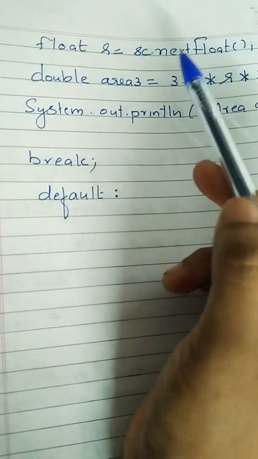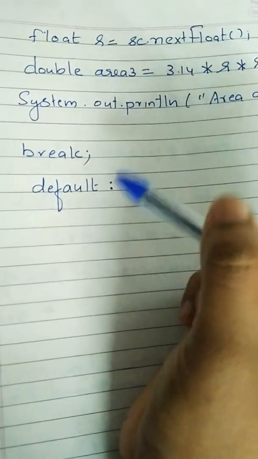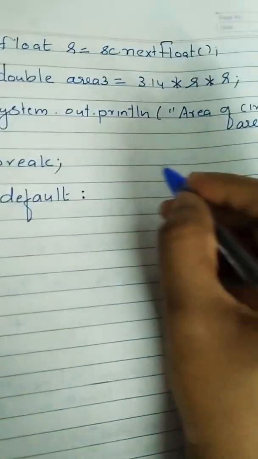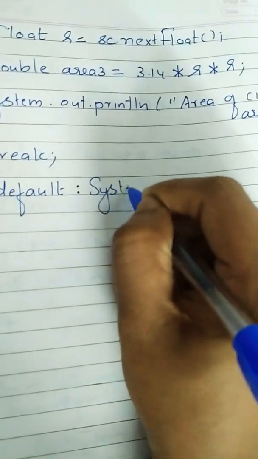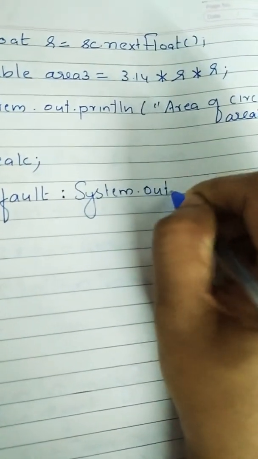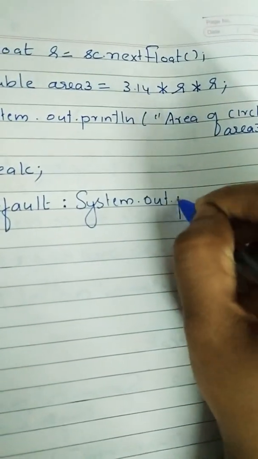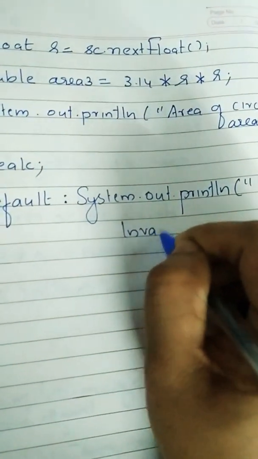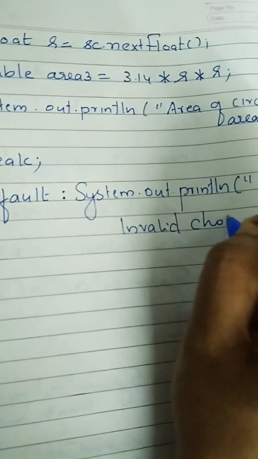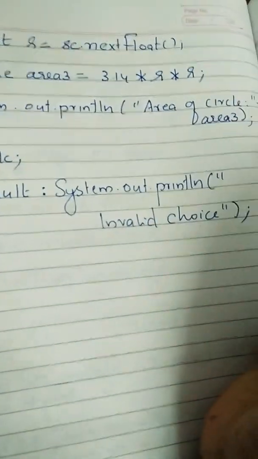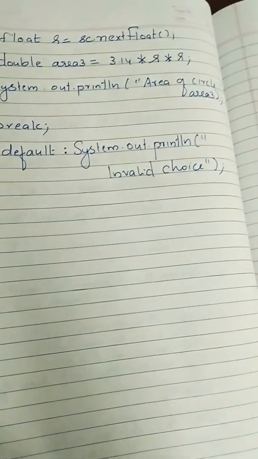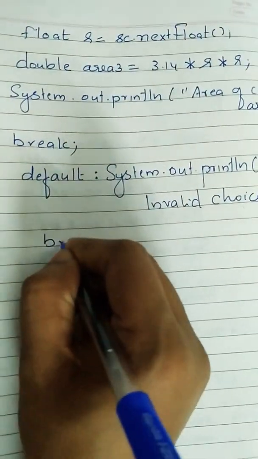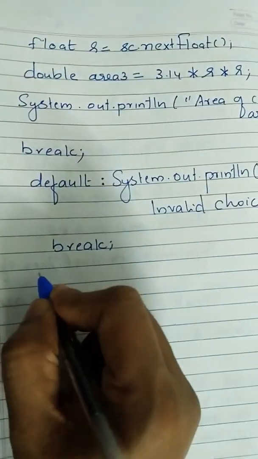Same way, if all the conditions are false, which will work? Default. It is in small letters, and you will put a colon. I am giving a message that you have entered an invalid number or invalid choice. System.out.println invalid choice. So the area will not be calculated. Here you don't need to write break, as you are going to close the switch. Even if you write a break, there is no issue, because it is the end of the switch.